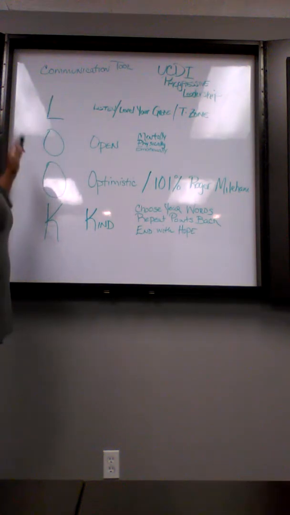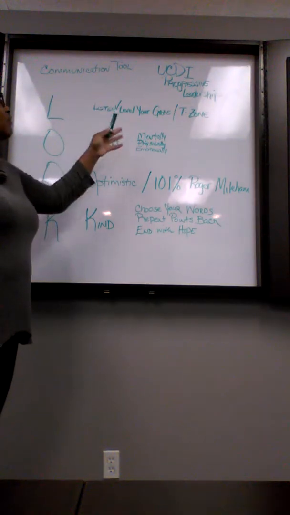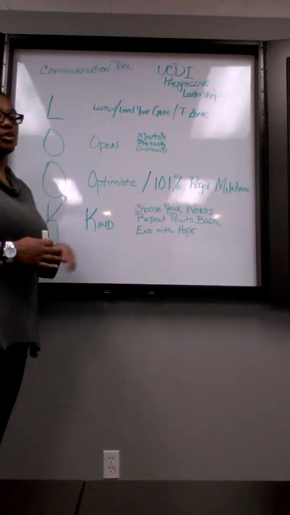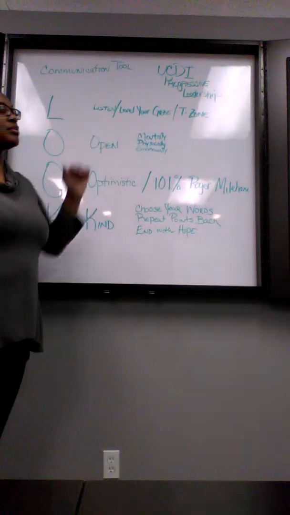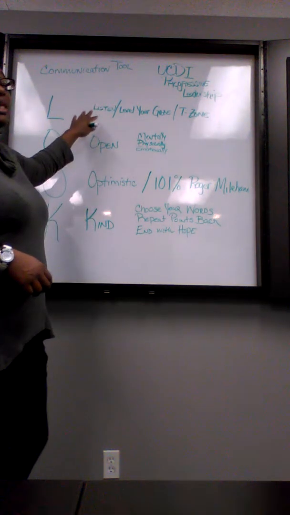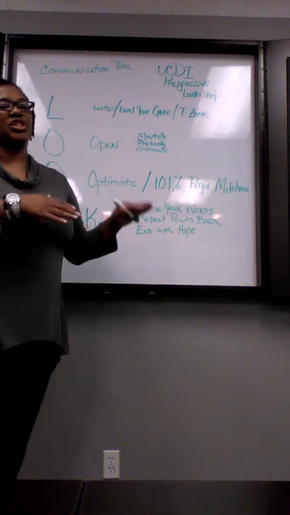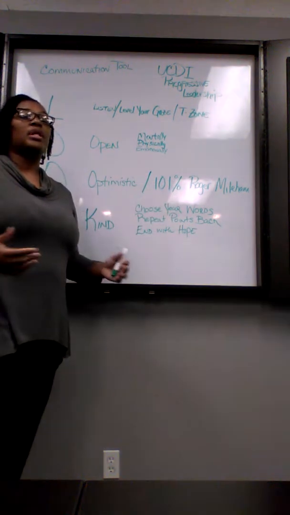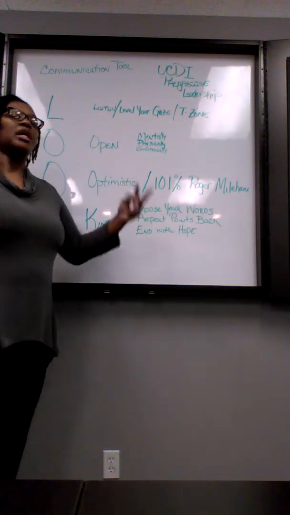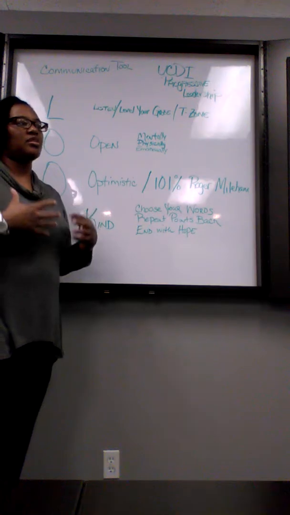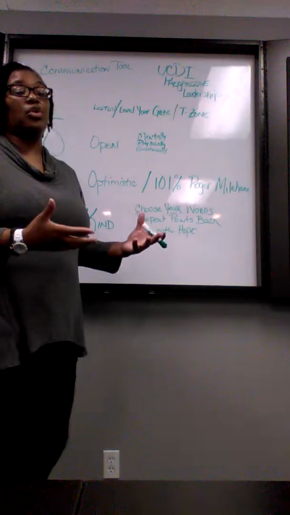Communication tool, LOOK, L-O-O-K. The L stands for listen and level your gaze, and the T-zone. Those are the key components of the letter L. What that means is you want to listen. You don't want to listen for your opportunity to speak or for a place that you can jot your point in real quick. Listen from the place of what you don't know, and then take that information, put it in with what you already know, and then you can go over the data and choose how you want to respond.